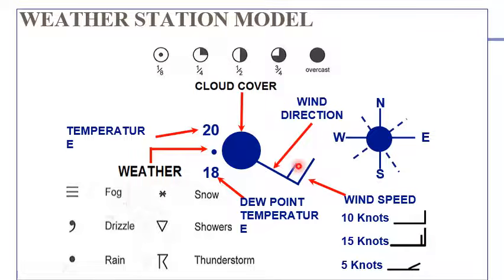Then the last thing that you must be able to identify is the wind direction. When you are trying to determine the wind direction, it is important to draw a little compass and then check which direction it is pointing towards, and that is your answer. So over here, it's pointing in a southeast direction, which means my wind direction is southeast.